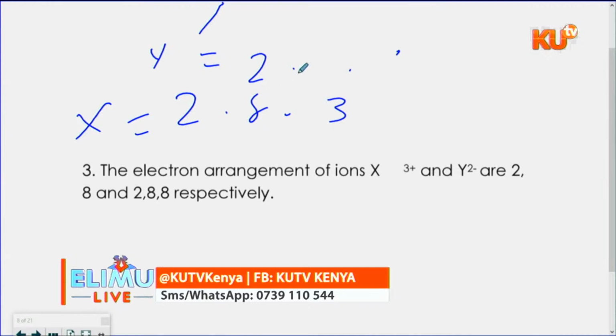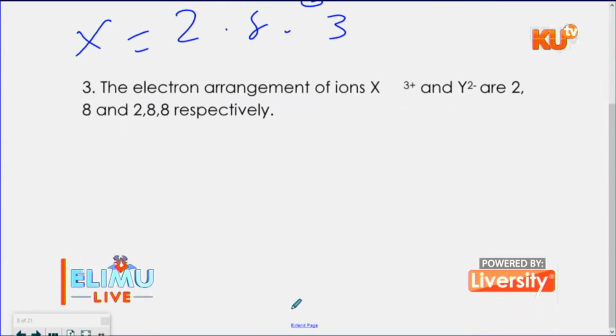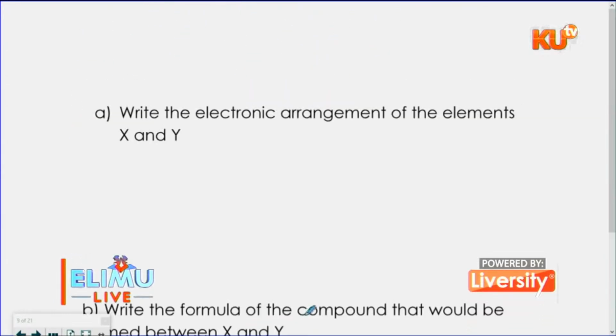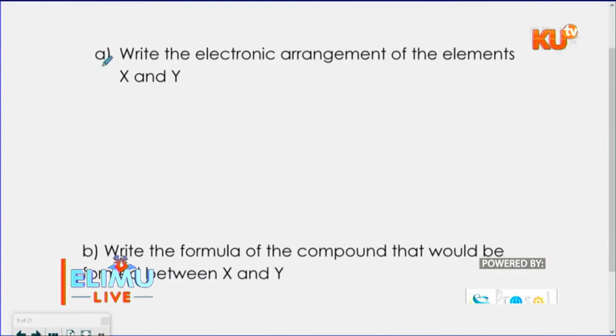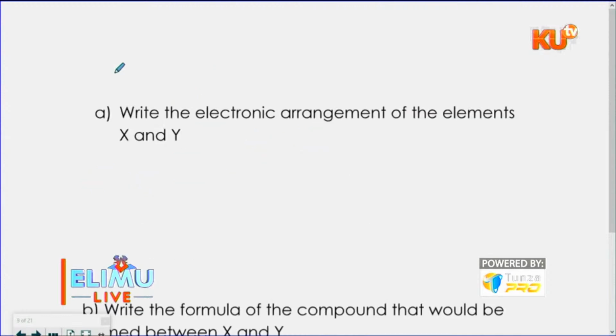So you say 2 is to 6. And so you have answered. Let's go to the first question, which is asking: write the electron arrangement of element X and Y. In the previous page, we worked out the electron arrangement of X is 2 is to 8 is to 3, while for Y it is 2 is to 6.